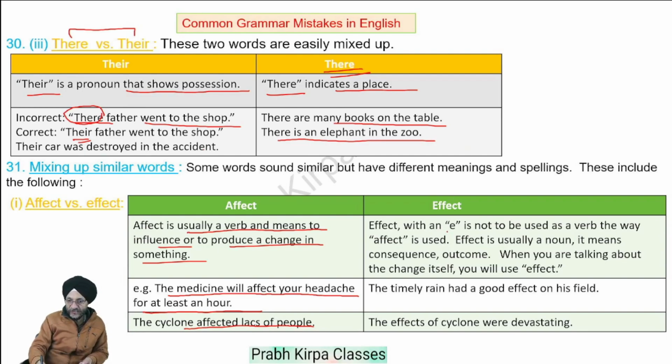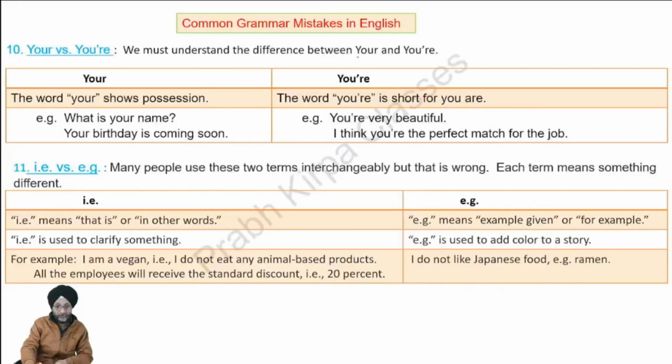Effect, which starts with E, is not to be used as a verb the way affect is used. Effect is usually a noun. It means consequence or outcome. When you are talking about the change itself, we will use the word effect. The timely rain had a good effect on his field. The effects of the cyclone were devastating.